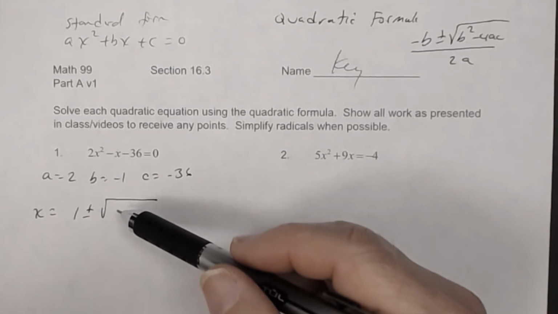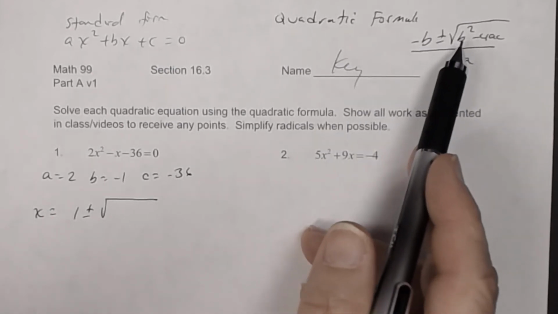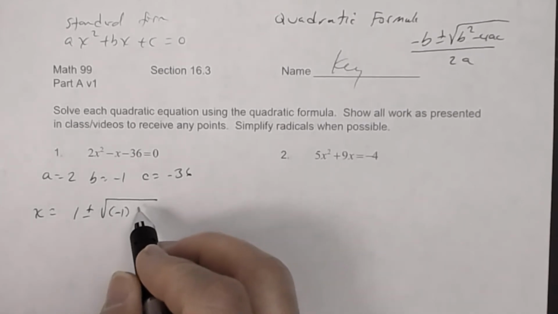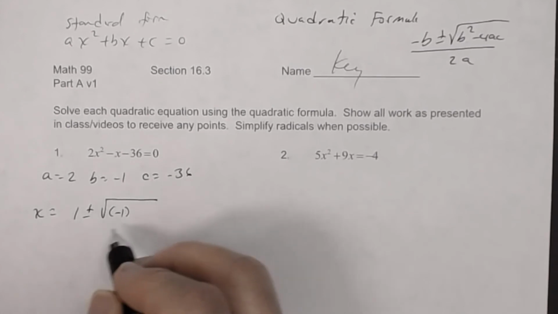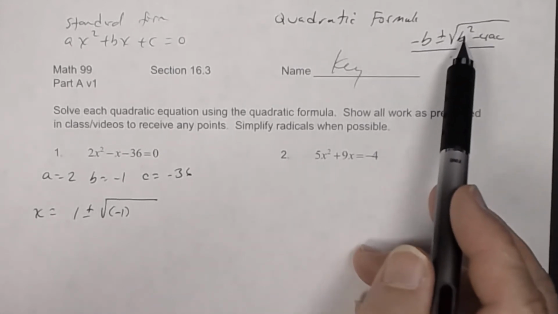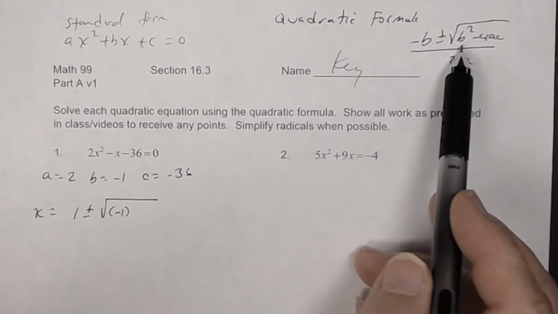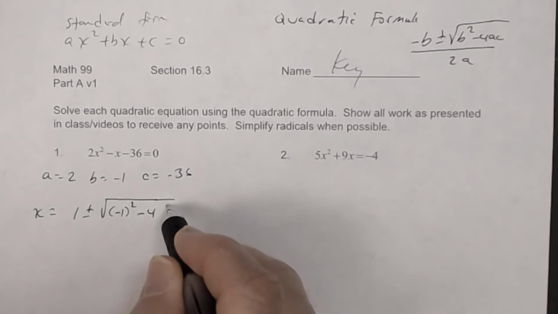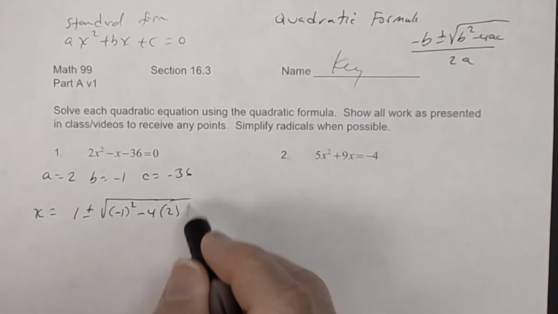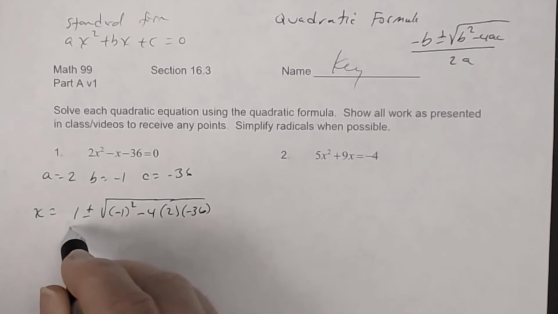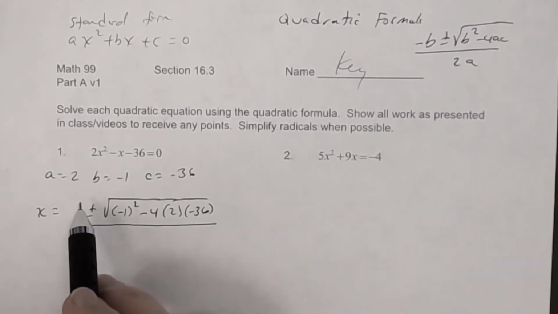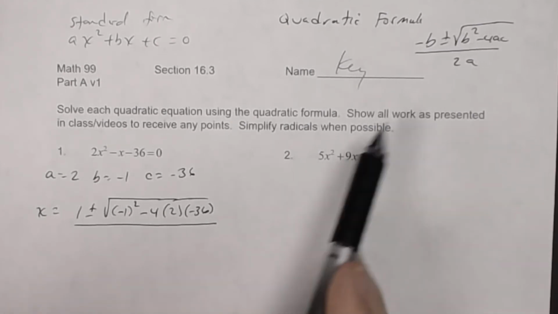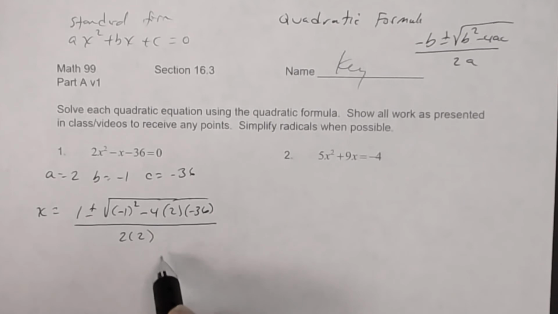Now, b is negative here, so you have to put that in parentheses. Because if you don't, your calculator is going to say that's -1. And remember, b squared is never negative. It's either positive or 0, so you have to be careful. So put that in parentheses, minus 4 times a, which is 2, times c, which is -36. All divided by, remember, from 1 to the end of that radical, you have to divide by 2 times a, so that's 2 times 2.